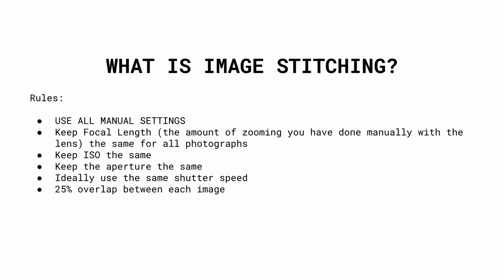So with image stitching, as with almost everything we're doing, we want to use all the manual settings on our cameras. We want to keep the focal length, which is how far you zoom in and out, the same on our cameras. And we want to keep the ISO the same. The ISO is often like 100, 200, 400, 800, 1200. And then we want to try to keep the aperture, which is the amount of light that the lens is letting into the camera, the same. And then ideally use the same shutter speed. Sometimes that might shift or change. And then there should be a 20 to 25% overlap between each image.